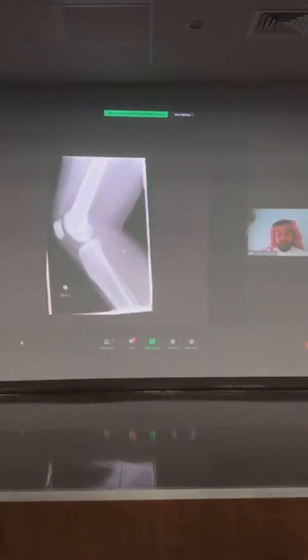Usually in Sinding-Larsen-Johansson, you only see thickening, but you don't see the involvement of the posterior aspect. Sinding-Larsen-Johansson is the chronic repetitive traction injury of the patellar tendon over here, and you don't see it very well, and this patient is actually having a patellar sleeve avulsion injury.